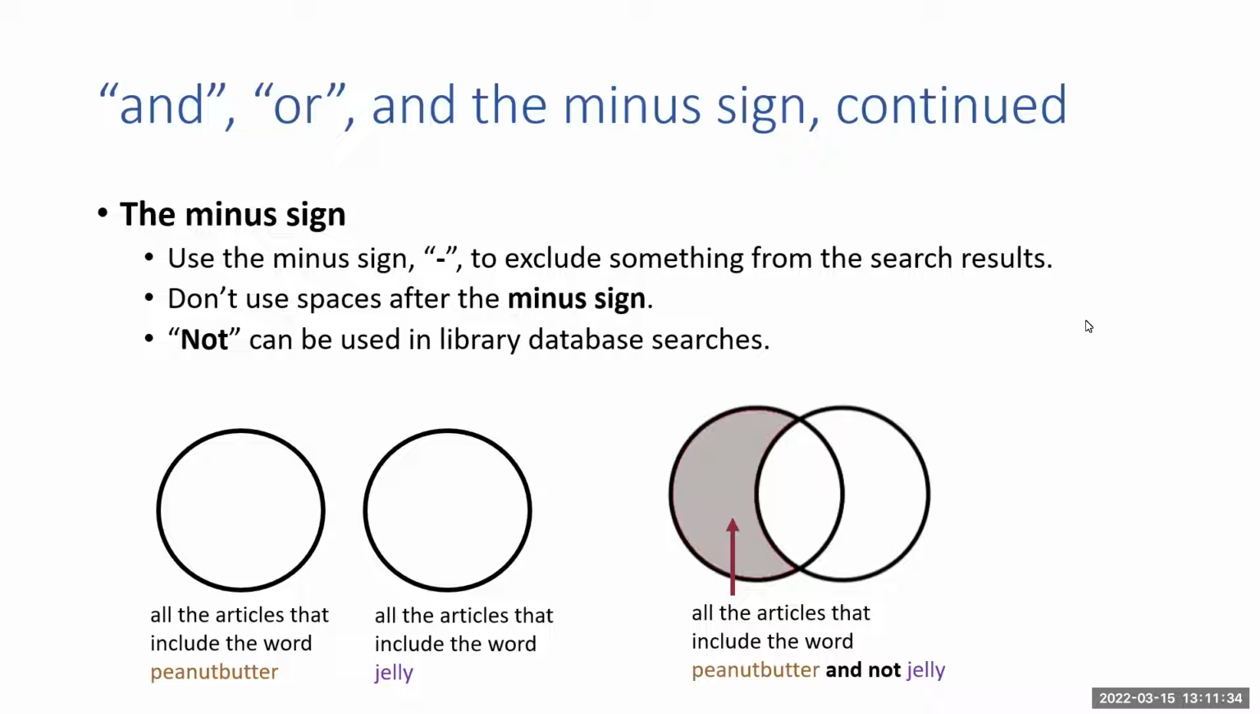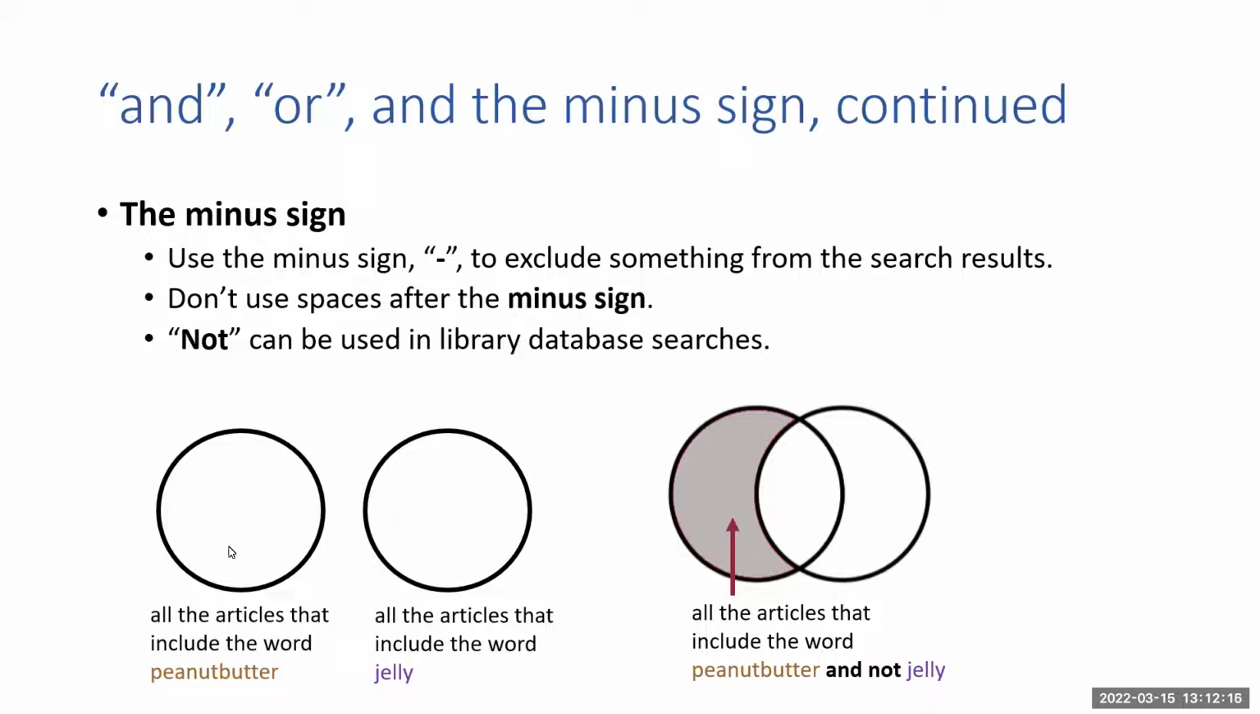So the next thing I want to talk about is the minus sign. The minus sign acts as a "not." You can say, I want this and that, but not this other thing. You don't want to actually use the word "not" in Google. You can use the word "not" in library databases. So the mechanics of it is that you have a minus sign just before the word you don't want to see, no spaces or anything. So you don't use spaces after the minus sign. You can't use minus signs in library databases, but you can use the word not.